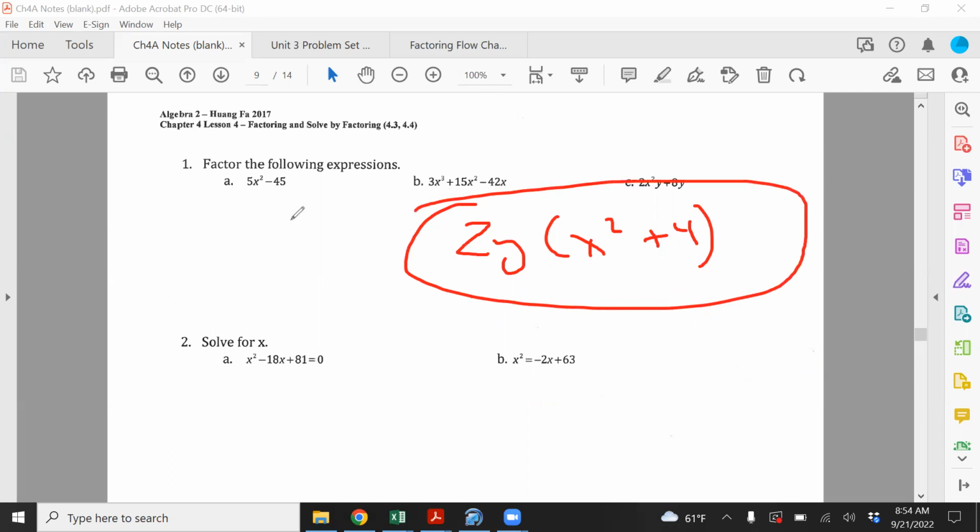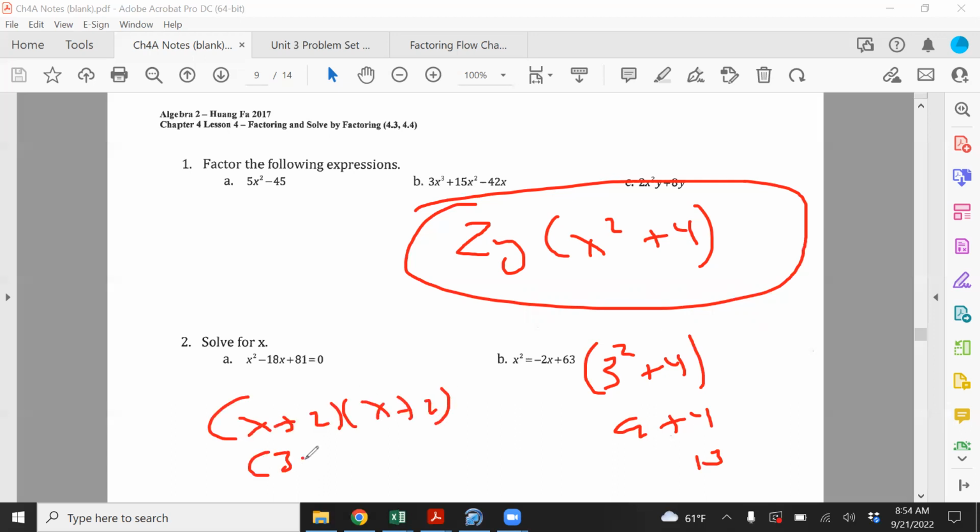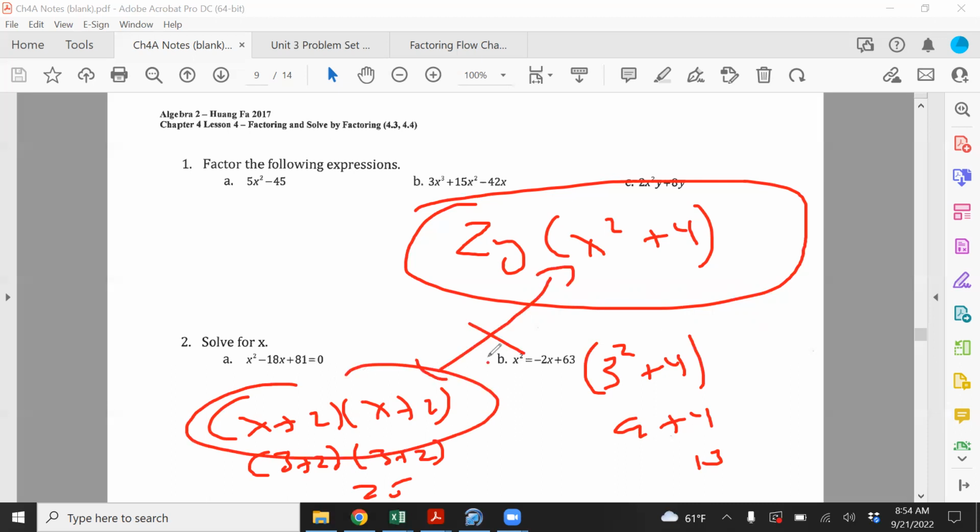So there's no such thing as sum of two squares. You have to be very mindful about this, because what if I had 3 squared plus 4? I know that's going to be 9 plus 4, which is 13. If I decide to break that down as x plus 2 times x plus 2 and plug in 3 now, I don't get 13. I get 25. So that's clearly different than this. Those are not the same.